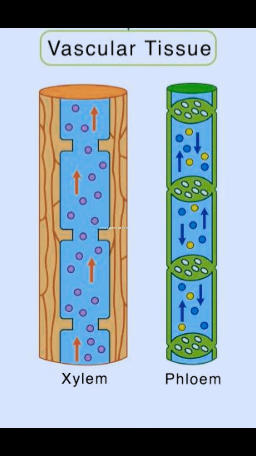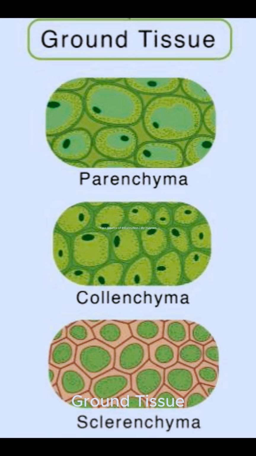Vascular tissue, the internal transport network. It consists of xylem, which pulls water and minerals upward from the roots using transpiration, and phloem, which distributes sugars generated during photosynthesis throughout the plant. Ground tissue, the foundational filler tissue responsible for photosynthesis, food storage, and structural support.